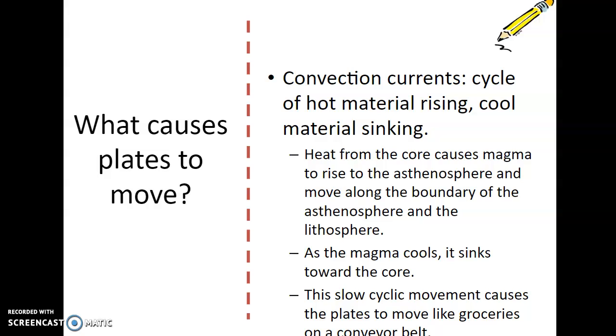So convection currents, so that's what we just saw, are the cycle of hot material rising and cold material sinking. So heat from the core of our Earth causes magma to rise to the asthenosphere and then move along the boundary of the asthenosphere and the lithosphere. So as this magma cools, it sinks towards the core, as we just saw in this cyclic movement. So this kind of causes the plates to move like groceries on a conveyor belt.